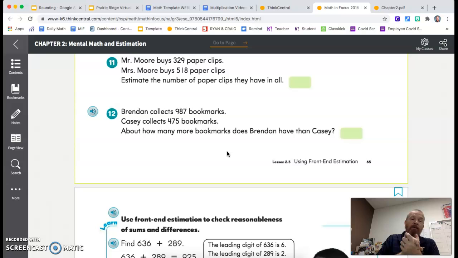You can do the same thing here. Brendan collects 987 bookmarks. Casey collects 475. About how many more bookmarks does Brendan have than Casey? So we're going to look at the 900 and the 400. 9 minus 4 is 5. So, you know, about 500 more, right?